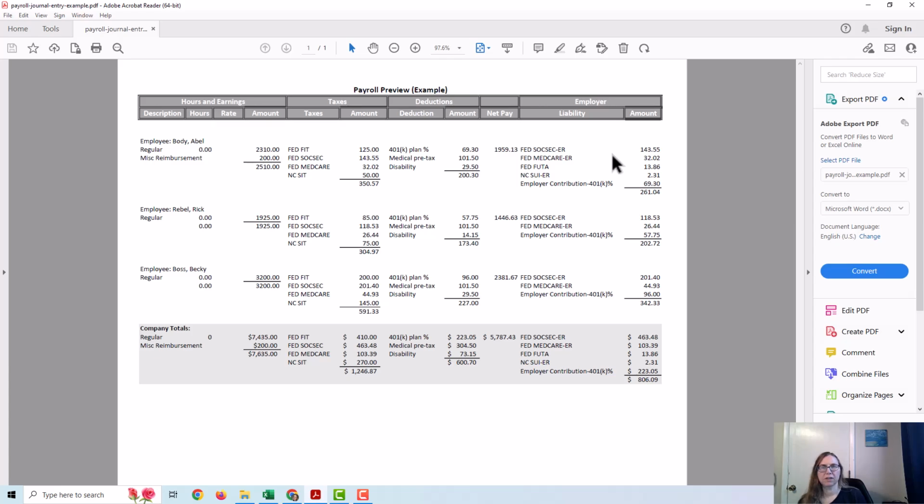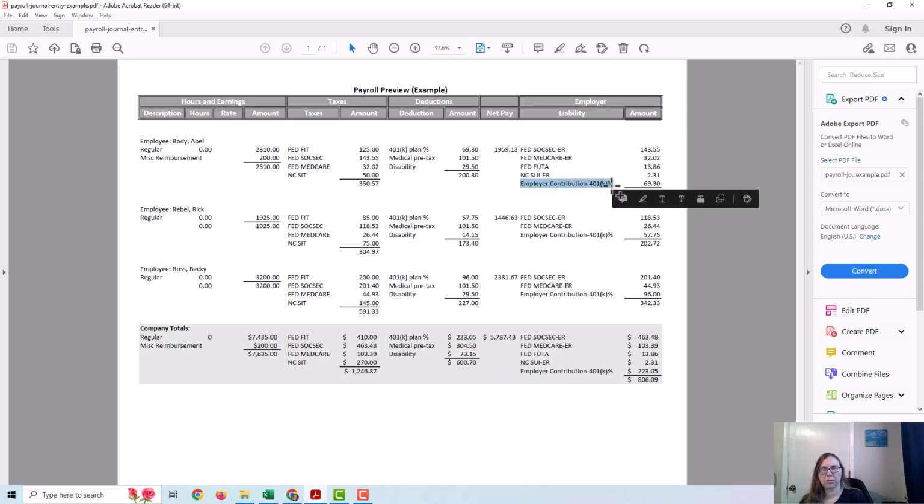First, we're going to go through this example like I said at the beginning of the video. Basically, you've got gross wages here. There is one reimbursement for some office supplies. These are the employee tax withholdings, the 401k plan deductions, and then some of the employees are also paying a portion of their medical insurance and disability insurance.